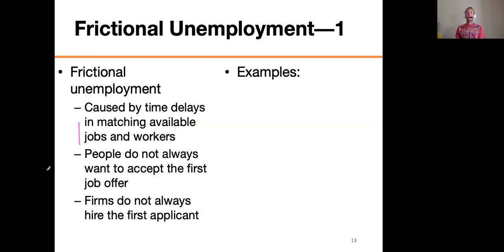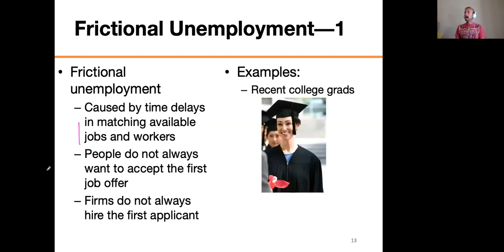Firms, on the other hand, also don't always hire the first applicant. So there's a time when maybe I'm still looking for a job. I'm reviewing my job offers, and I'm unemployed during that time. It's frictional unemployment. Think of the friction from your hands rubbing together. I'm friction as I'm looking for a job, okay? Recent college graduates that are looking for a job, they're unemployed, and we actually want them to take their time to find the job for which they went to school, not just jump in the first job at McDonald's, for example. That would not be efficient for our society.